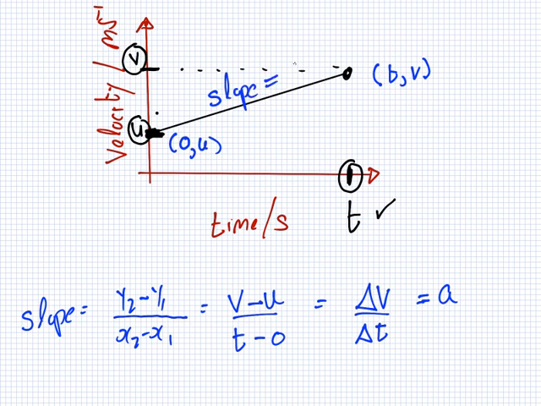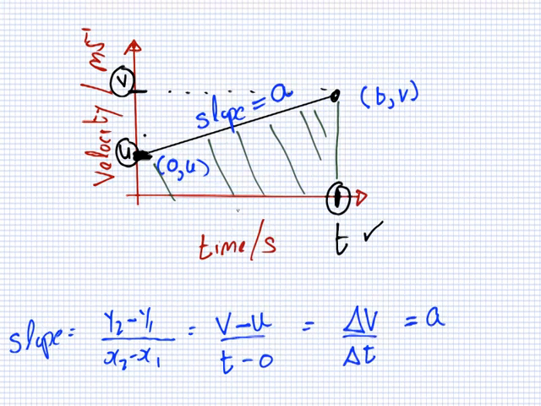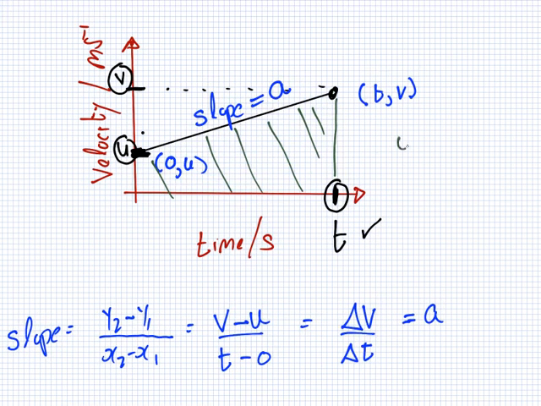gives us the acceleration. Now, lastly, let's have a look at what the area represents. Now, the way to do that, we'll cheat a little bit. We'll take a shortcut here. Let's have a look at what the units represent. So, if I want the area, I need to multiply the bottom by the side here. So, what units do I have here?